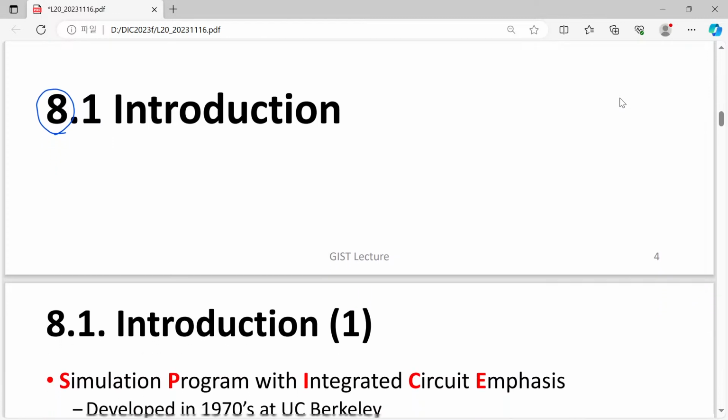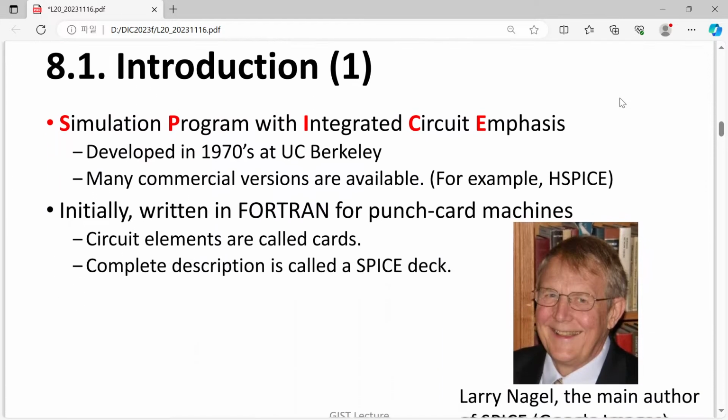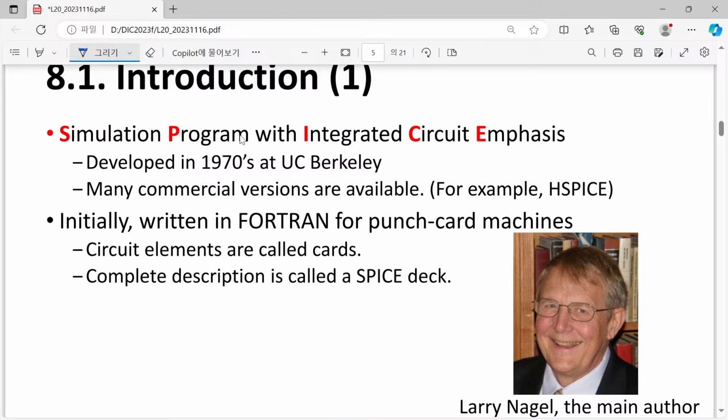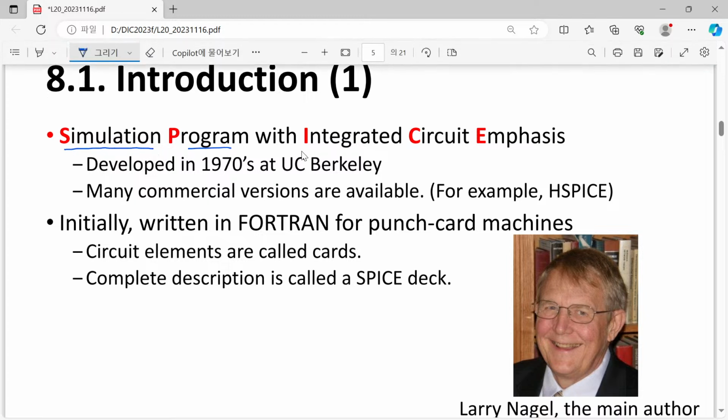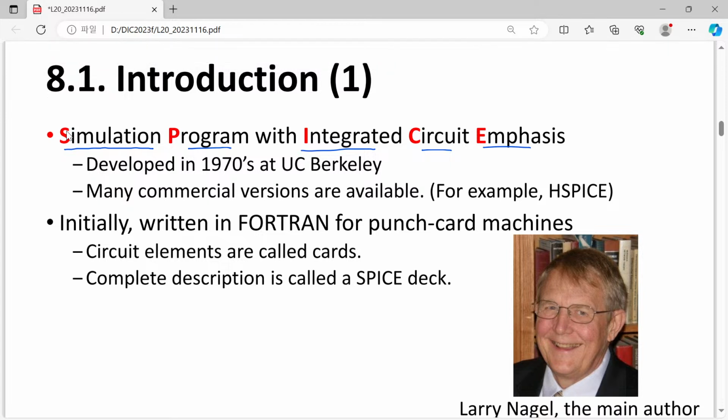So let's go to the introductory part. Yes, this is SPICE. Circuit simulation is sometimes called just SPICE, although there are so many other programs, it is just called SPICE. SPICE is the name originated from Simulation Program with Integrated Circuit Emphasis. They took the first letters and made it SPICE.